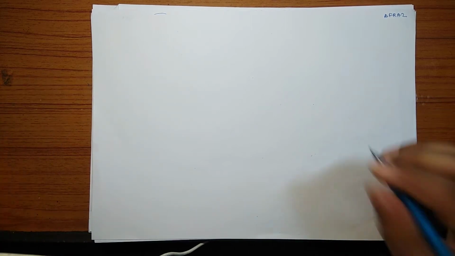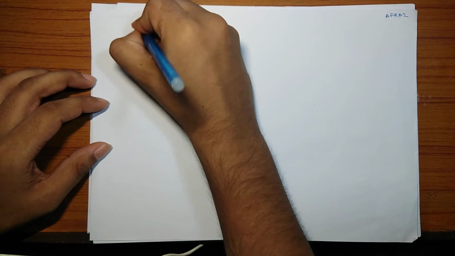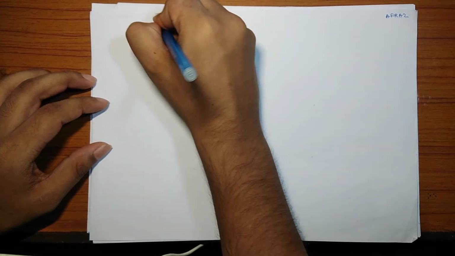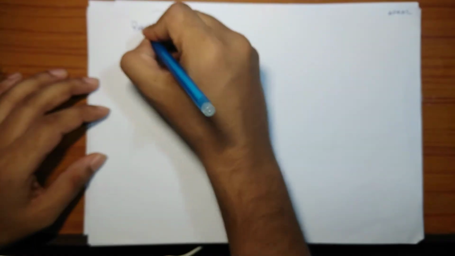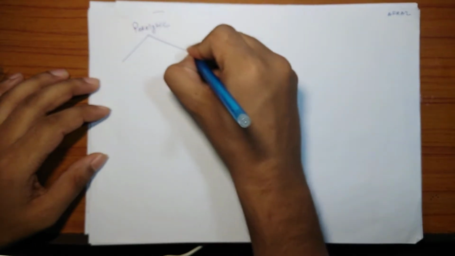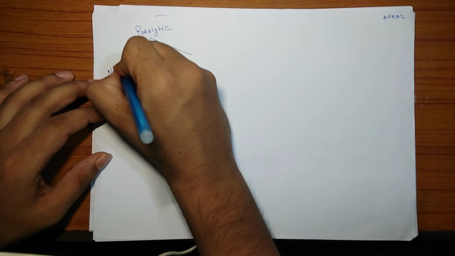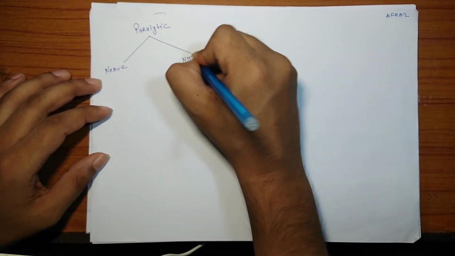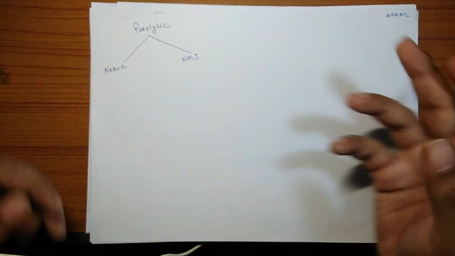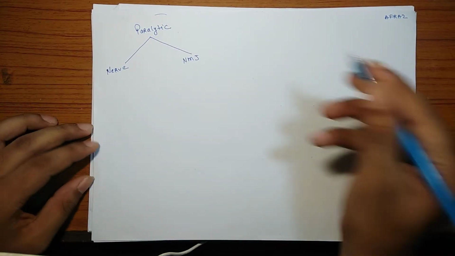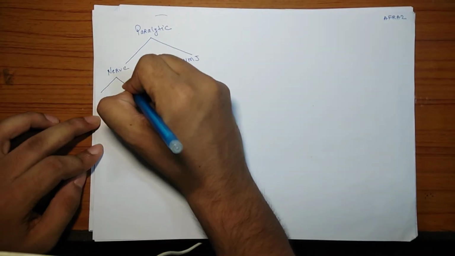Hi guys, we shall talk about the paralytic squint now. We're talking about the paralytic squint, right? So the paralytic squint is divided into nerve and neuromuscular junction. To have a paralysis, you have to have some problem with the nerve or with the neuromuscular junction. Okay, so what are the nerves that we are mainly focused on?